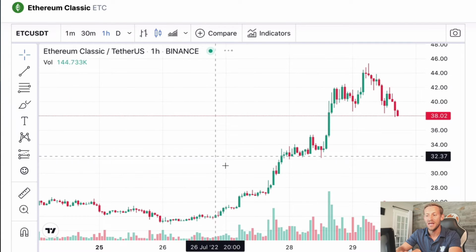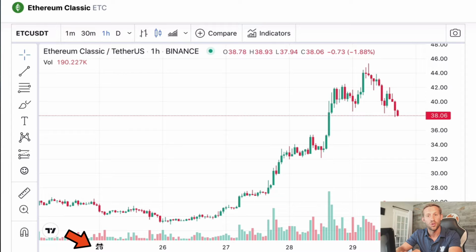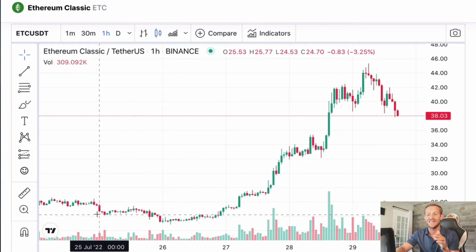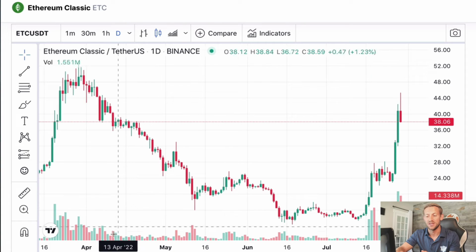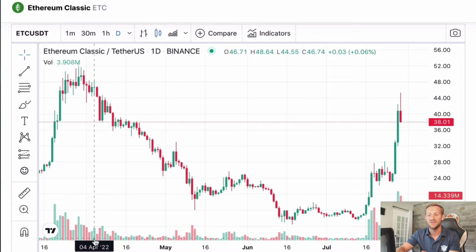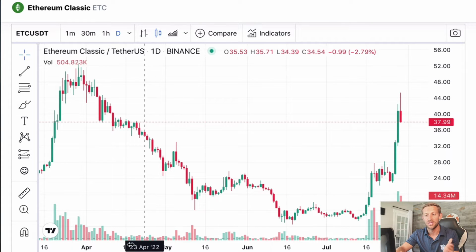If I switched it to 1H, that means each of these candles represents 1 hour. So you can see on the 25th of July right here, those are all the different candles. There's 24 candles. On the 26th of July, we have 24 candles as well because each of these candles represents 1 hour. And you can see if I switch it to a day, now we've got the month of April all the way through the month of May, and each of these candles represents one single day. And there'll be 30 total candles between April and May. So that's the first thing.